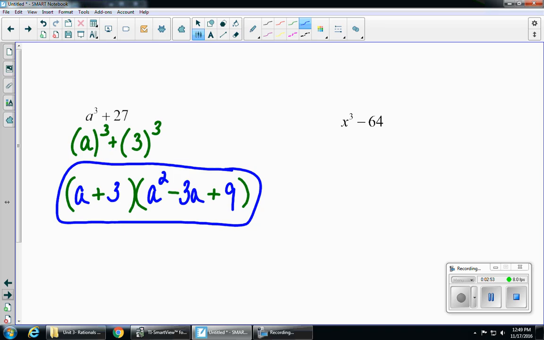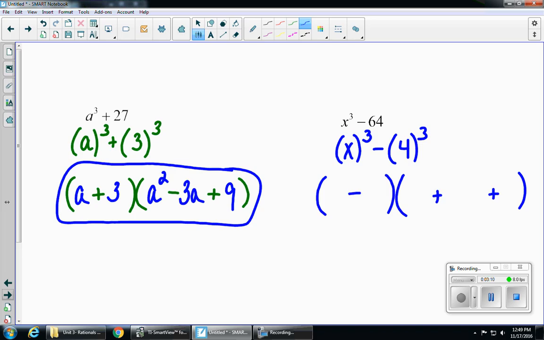So our next example is x cubed minus 64. I'm going to write this as x to the third minus 4 to the third. And just like before, I'm going to set it up with my signs. Same sign gets a negative, opposite sign is a positive, and the last sign is always positive.